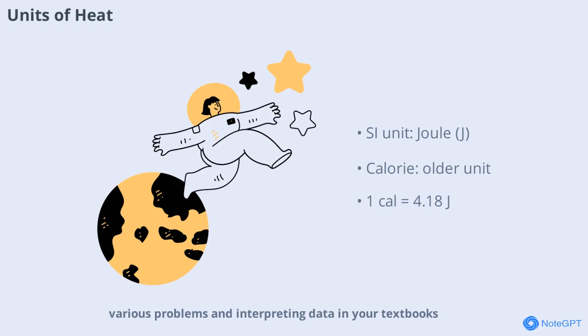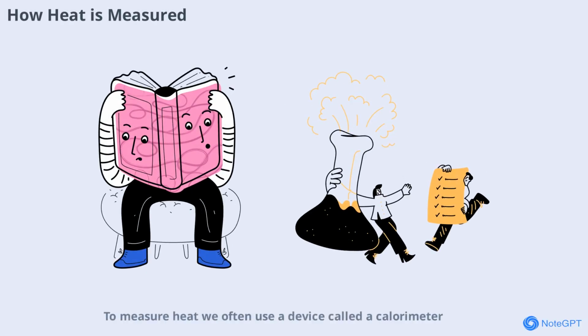To measure heat, we often use a device called a calorimeter. This instrument helps us determine the amount of heat exchanged during a physical or chemical process. By carefully observing temperature changes and knowing the mass and specific heat capacity of substances involved, we can calculate the heat transferred. This method is widely used in laboratories and forms the basis of many experiments in your curriculum.